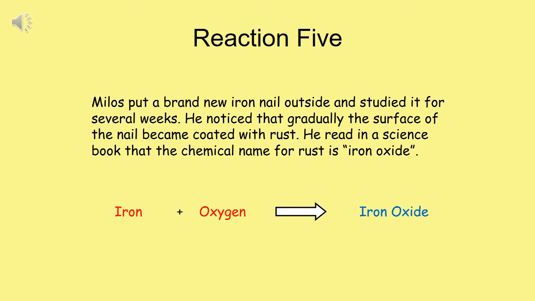Okay, if you got this right, I'm super impressed. The answer here is iron plus oxygen goes to iron oxide, because you have to get that oxygen in there to make it iron oxide. Well done, we're coming to our last one now.